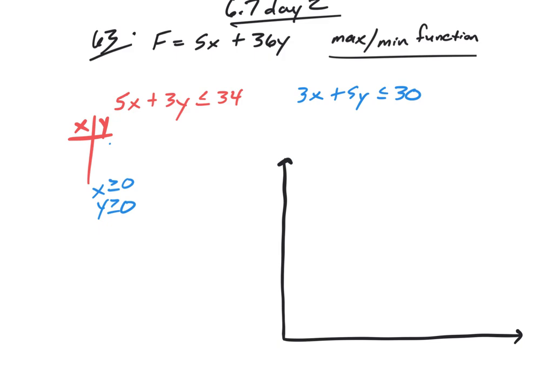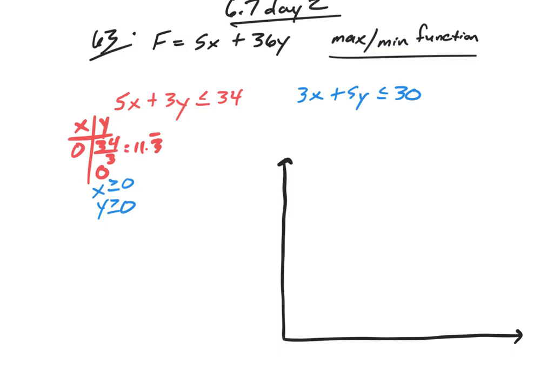So for this one here, we're going to do the cover-up method. We're going to plug 0 in for x, which is 5 times 0. We call it the cover-up method because we cover it up. So I have 3y equals 34. And so that would be 34 over 3. And so that's like 11.3 repeating.